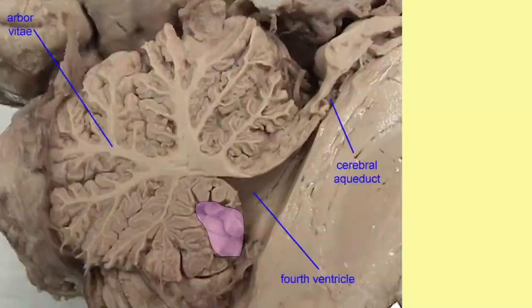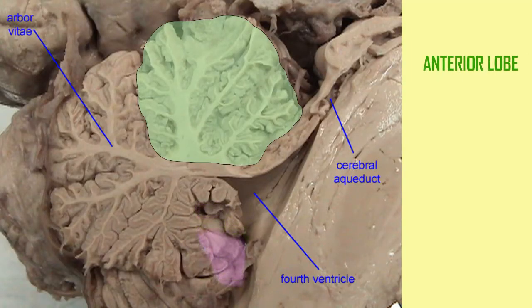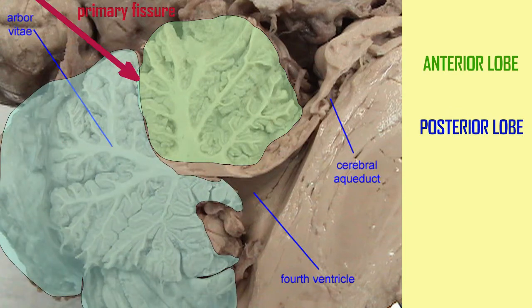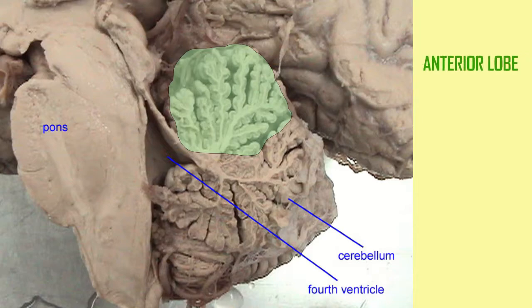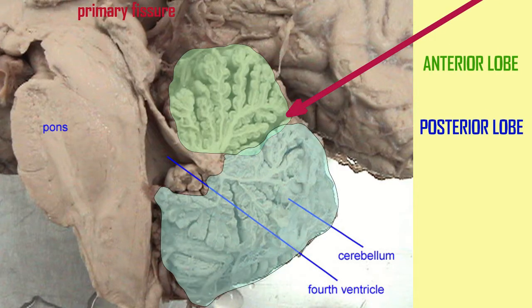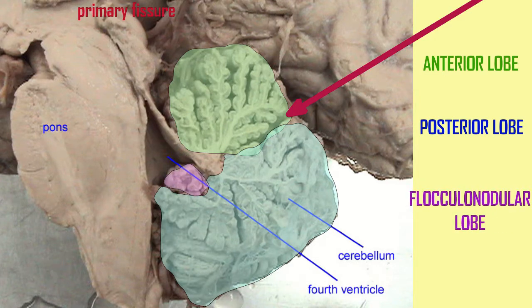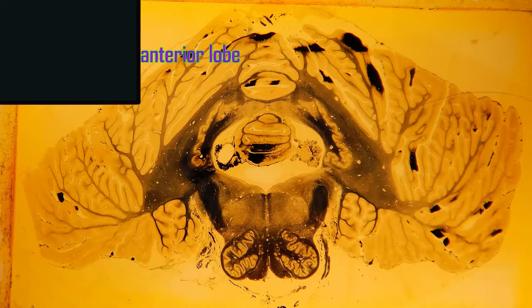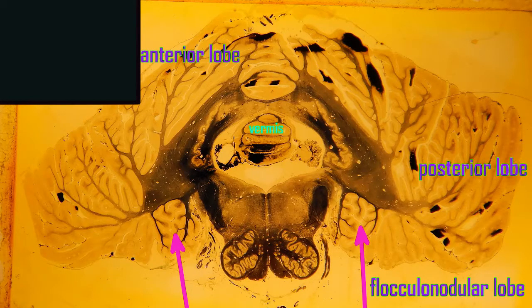These hemispheres can be divided into lobes. The anterior lobe, which is separated from the rest of the cerebellum through the primary fissure. The large posterior lobe, which includes a number of fissures, including the horizontal fissure. And the small flocculonodular lobe, which is not visible on the surface of the cerebellum.